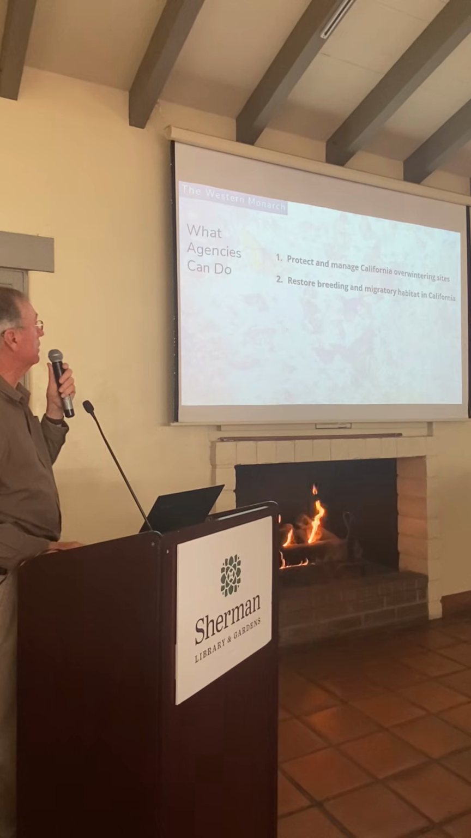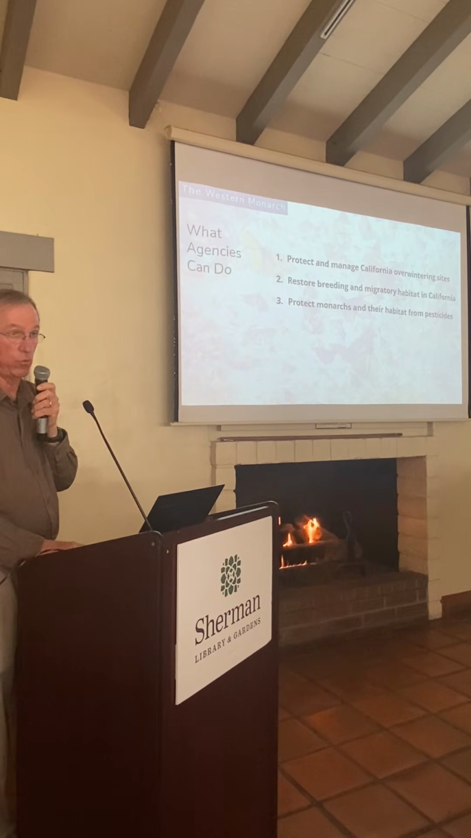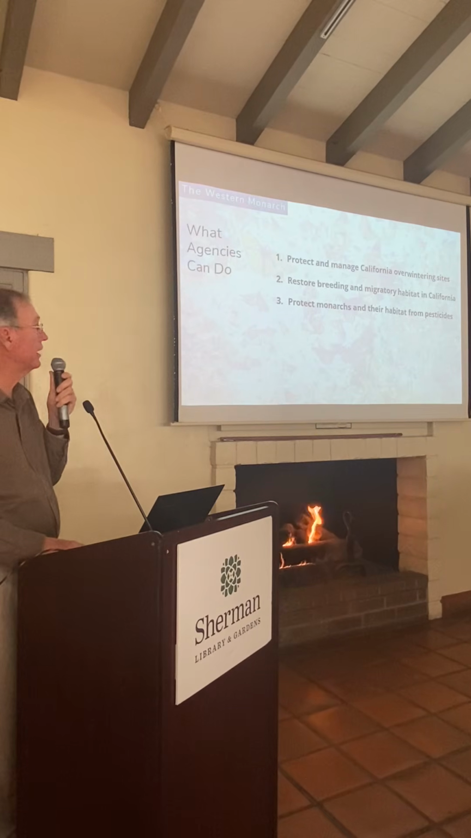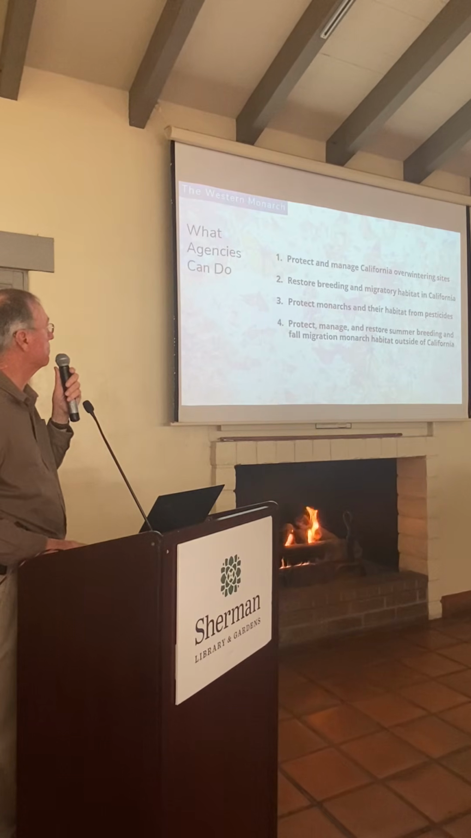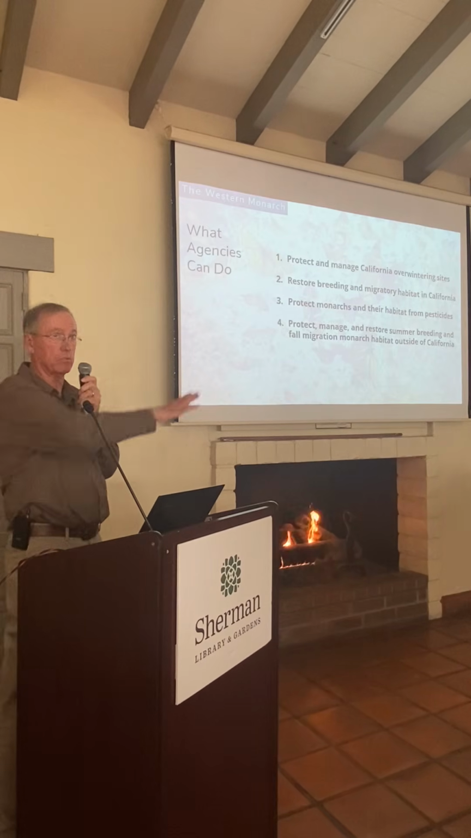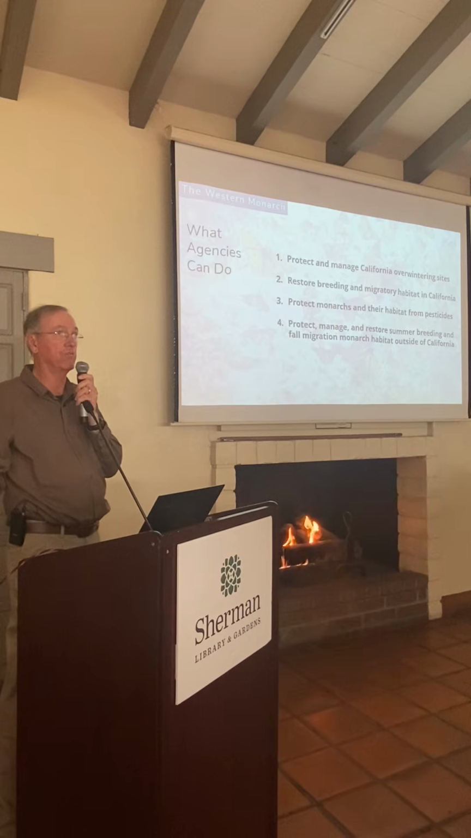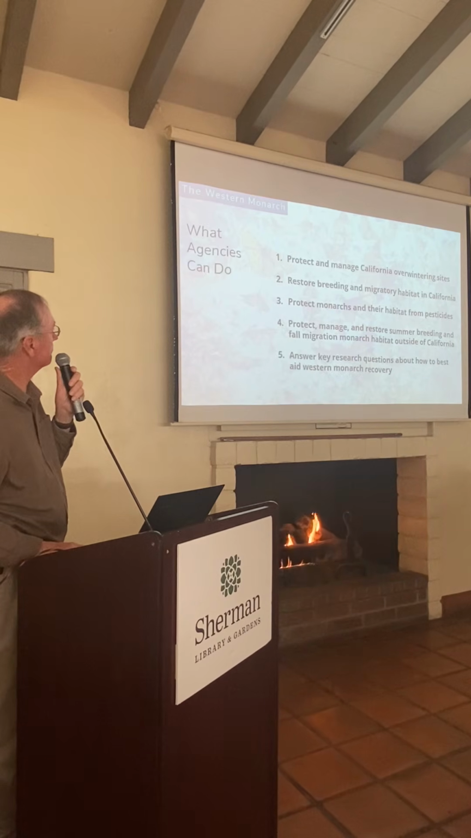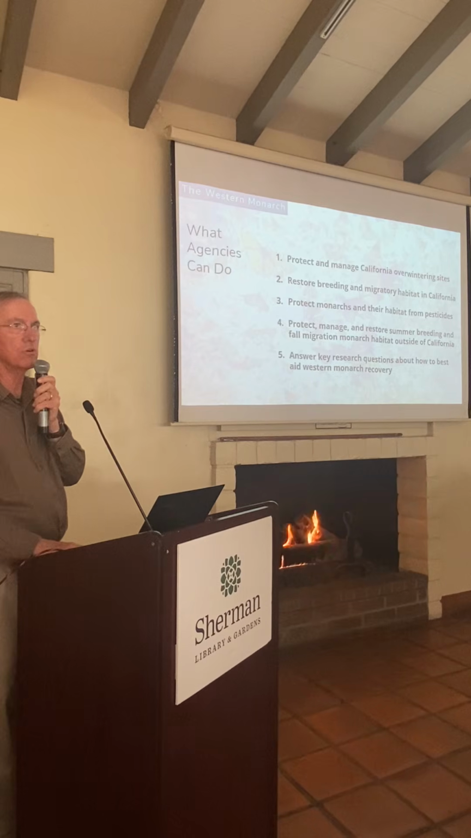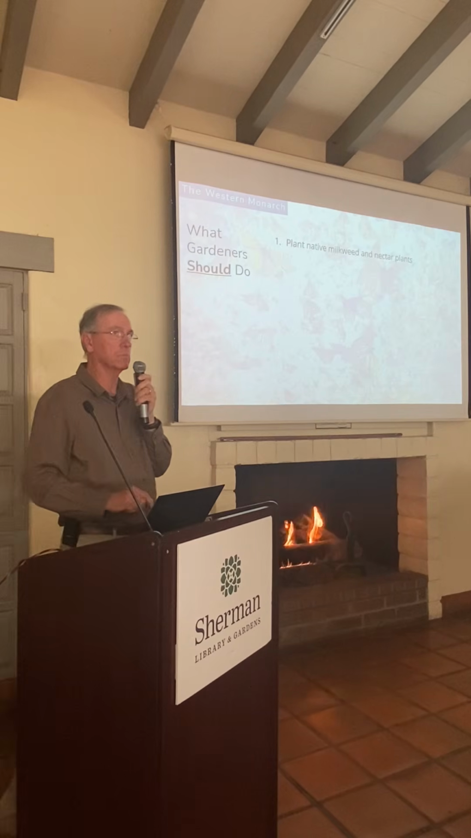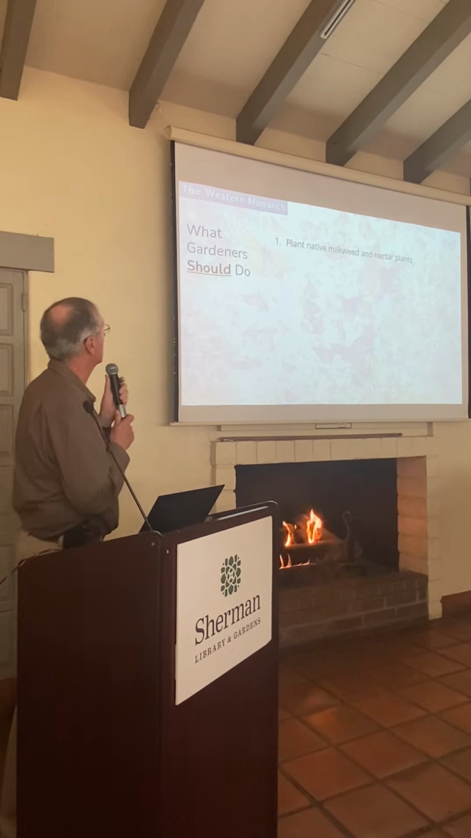We restore breeding and migratory habitat in California. We need to protect that habitat from pesticides, especially. And we need to protect and restore their summer breeding area, which is all the way from California to the Rocky Mountains. And we need to continue to do research and answer some questions that we still don't know. What can gardeners do? Well, this one's relevant.